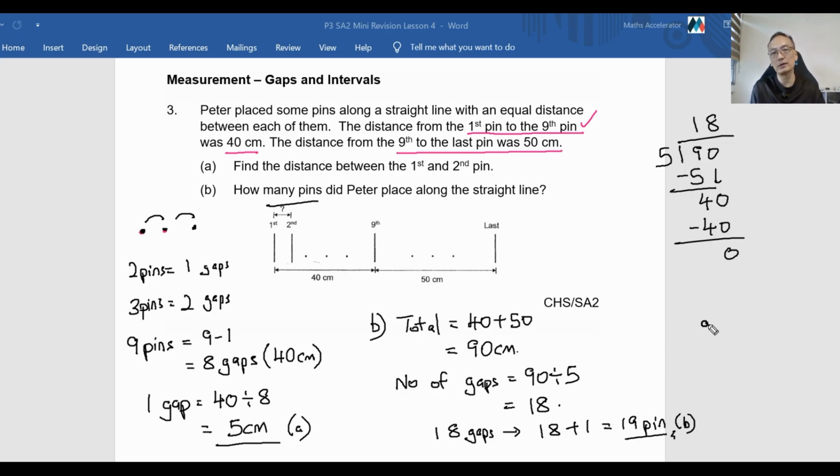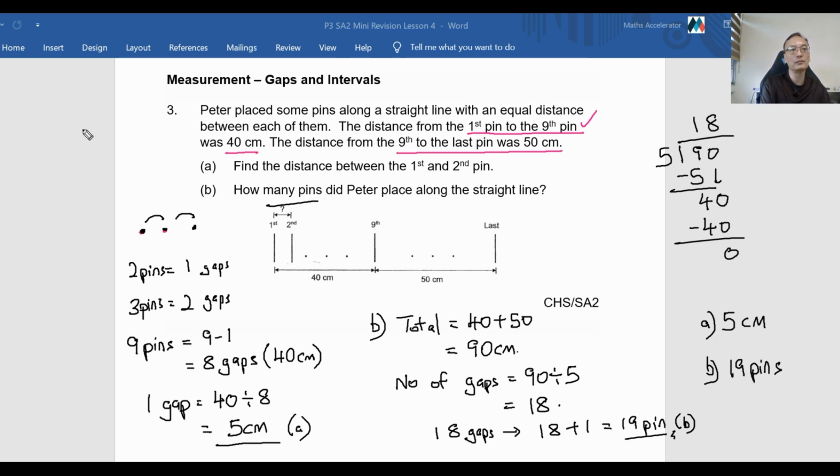Okay, let's write the answers over here. Part A, we calculated that each gap, or the distance between the first and second pin, is 5 cm. And the second one, okay, how many pins did Peter place? 19 pins.